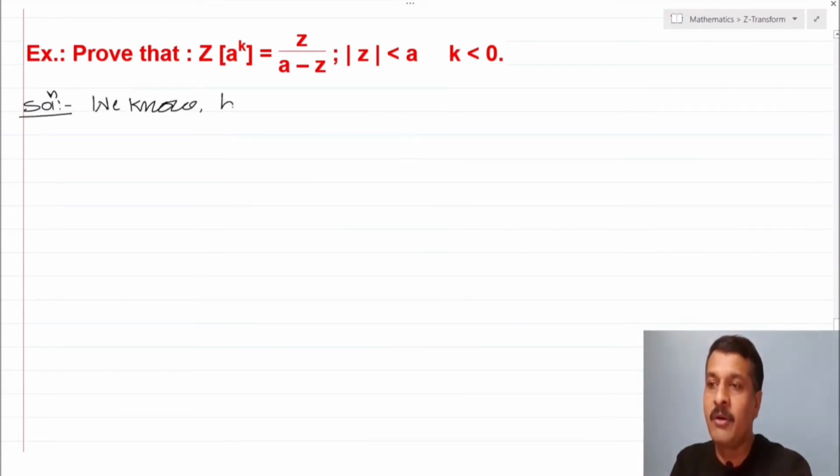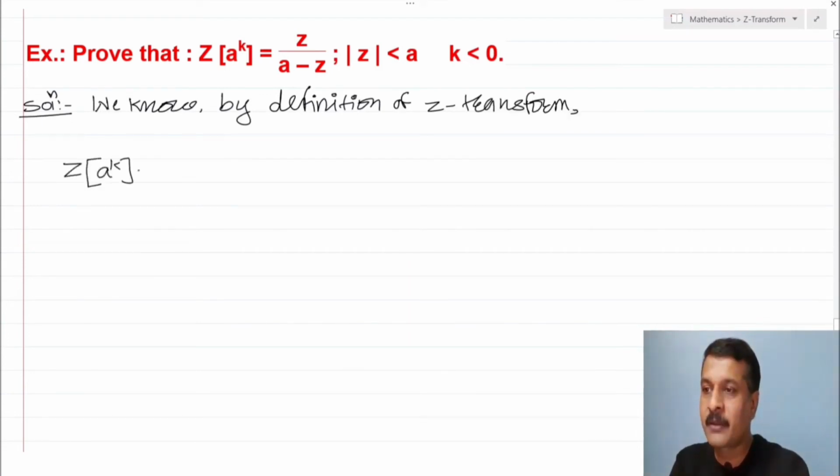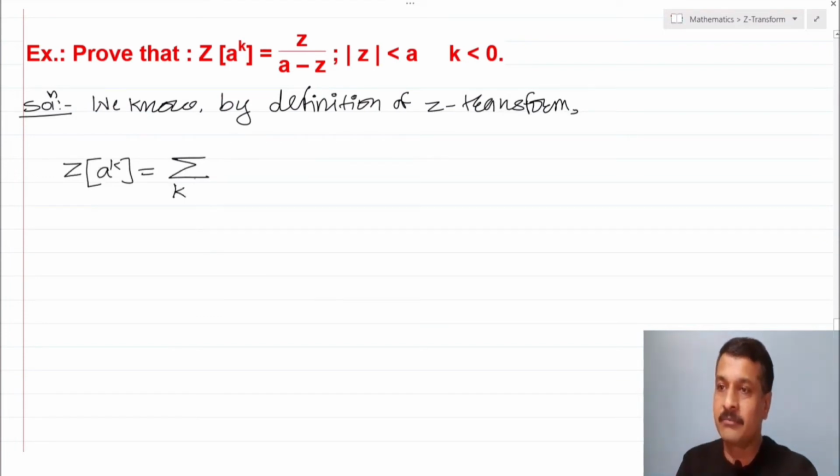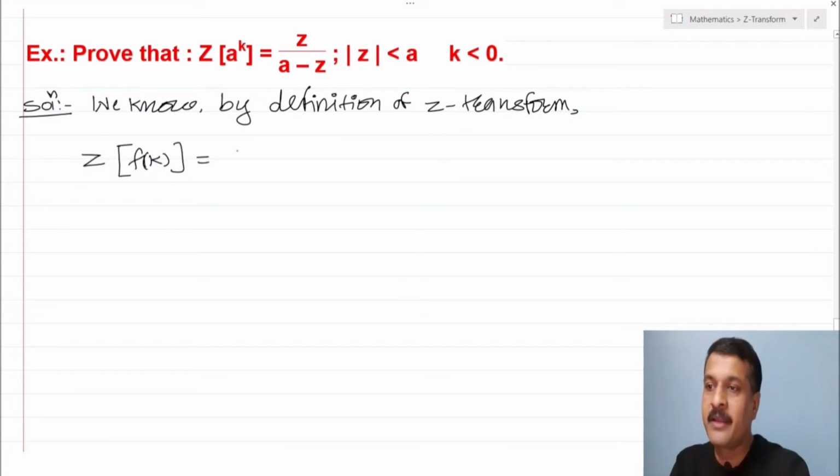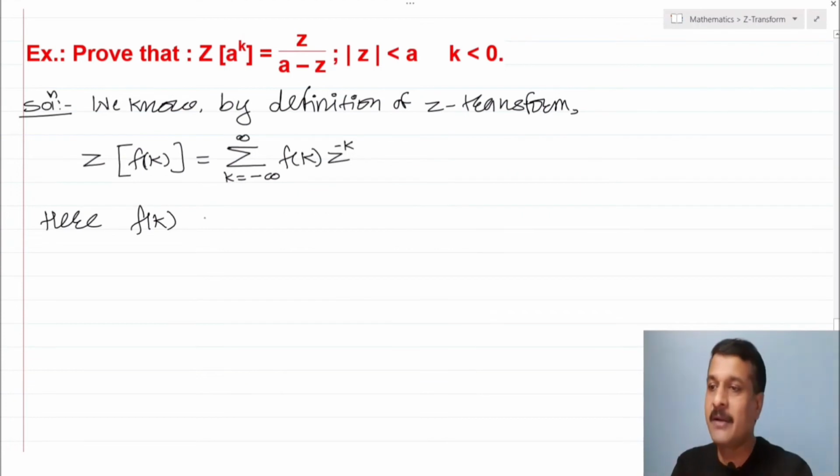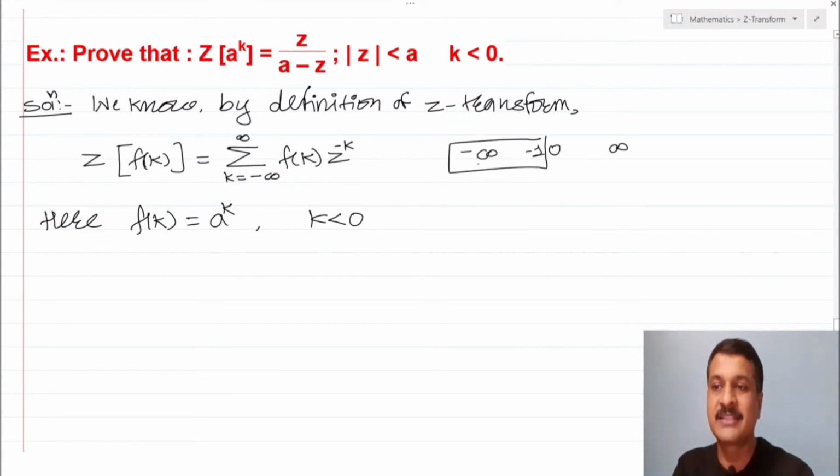Solution. We know by the definition of the Z transform that the Z transform of f of k equals the summation k varies from minus infinity to infinity of f of k into z raised to minus k. Therefore here f of k equals a raised to k, and here k is less than 0. Less than 0 means what? Here minus infinity to infinity, in between that is 0, less than 0. It means that here it is minus 1 and minus infinity. That is why the Z transform of a raised to k, where k is less than 0, is nothing but the summation k varies from minus 1 to minus infinity.